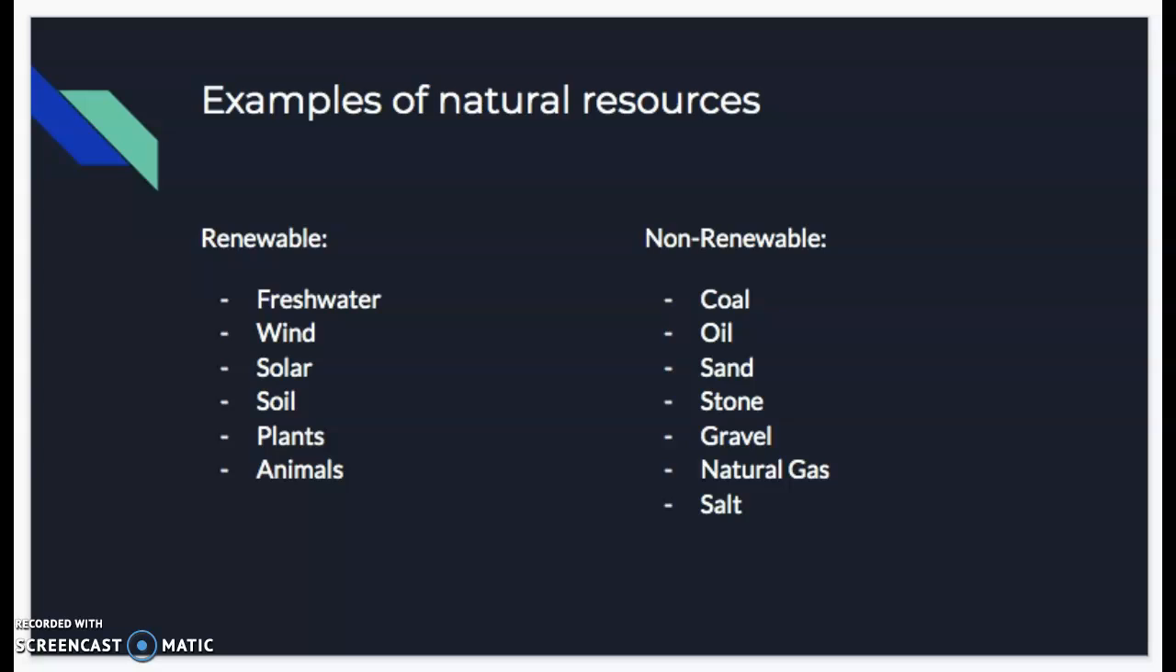Some examples of non-renewable resources are coal, oil, sand, stone, gravel, natural gas, and salt. These are all things that once they get used from their original source, they're done. They're gone, there's no more. And if we use them all up, then we don't have them to use anymore. So it's important to keep that in mind.